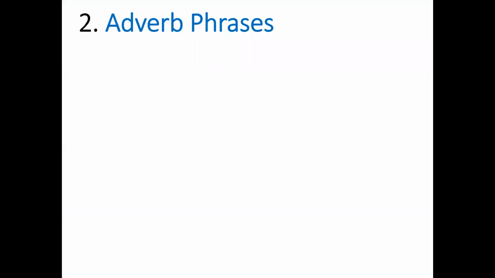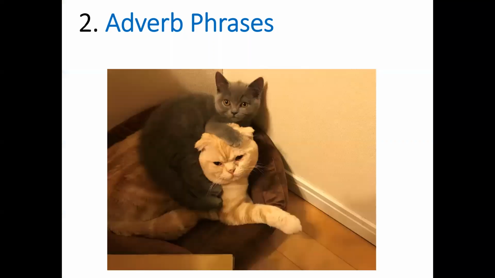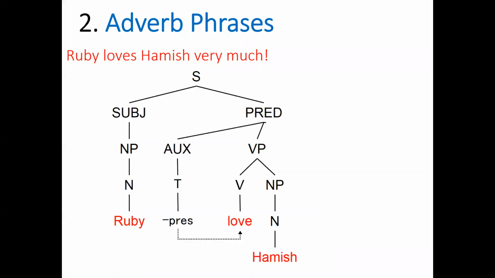So our example sentence is, Ruby loves Hamish very much, which is pretty apparent in the photo, though not sure if Hamish is reciprocating the feeling here. To diagram this sentence, we have our simple SVO pattern, and we will first generate our adverbial from the predicate.